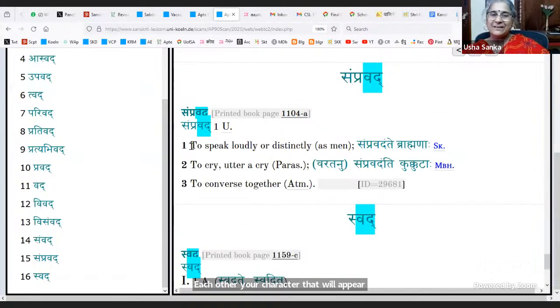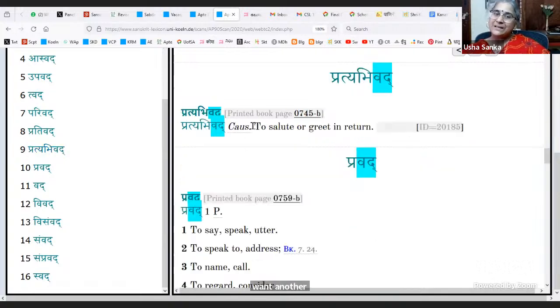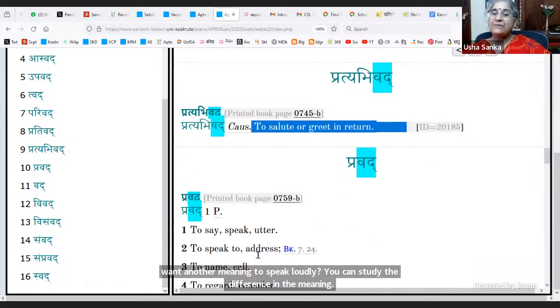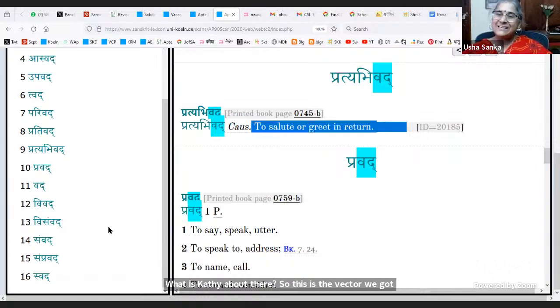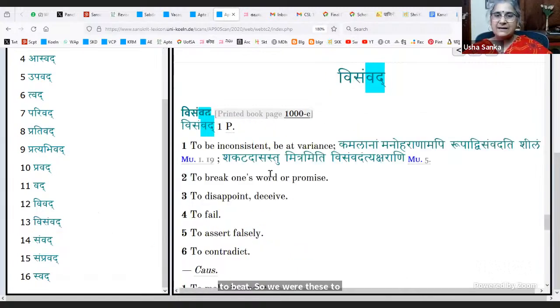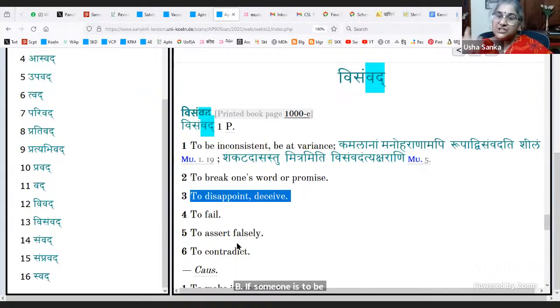Sampravad, you want to know the meaning: to speak loudly. You can study the difference in the meaning. What is pratyabhivad? To greet. So abhivad is to greet, abhivadanam. Visamvad is to be incessant, to break, to disappoint, to deceive. Change of the meaning. Study the change of the meaning.